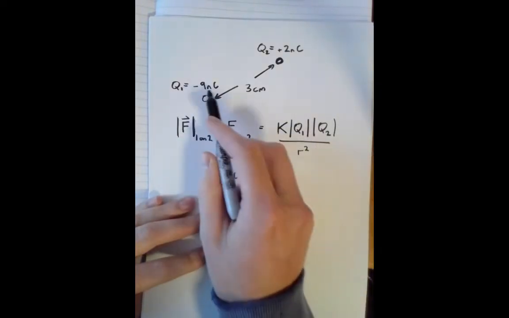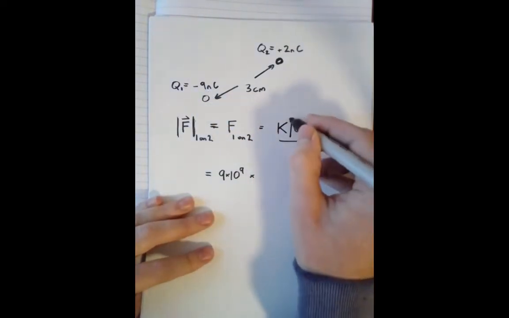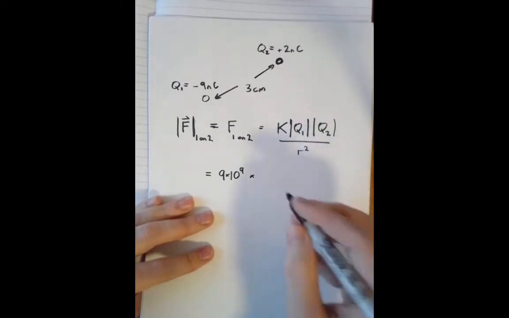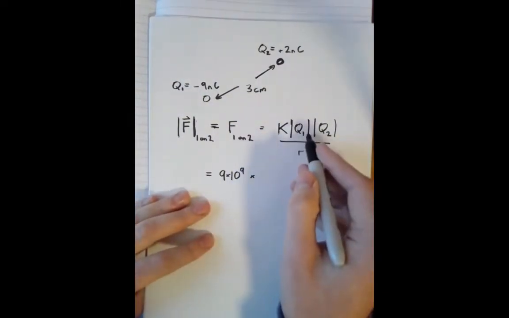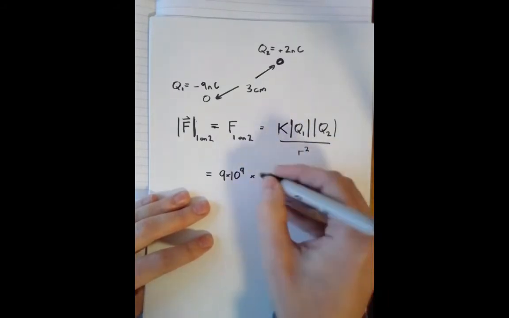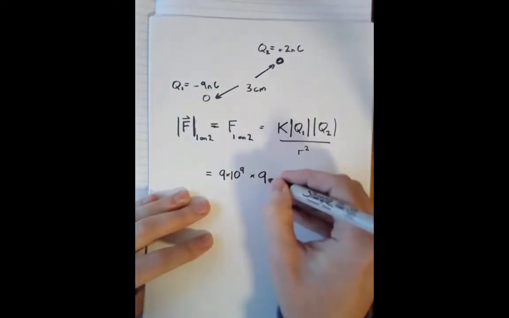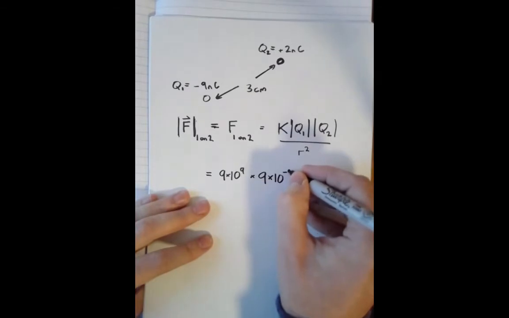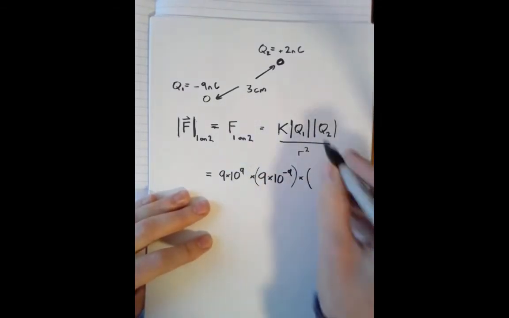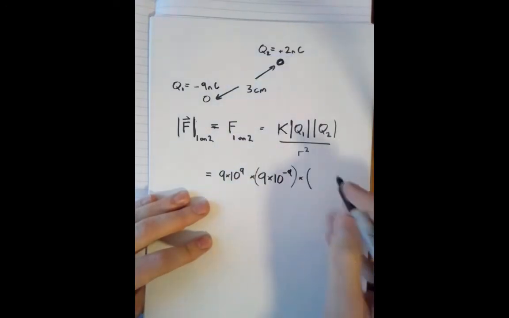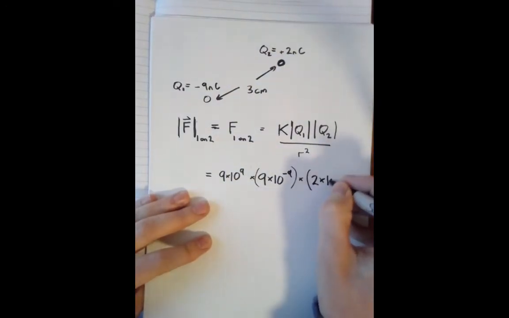Q1 is minus 9 nanocoulombs, but when I put the magnitude sign around it, then I just treat it as a positive number. So magnitude just means make it positive. So it's 9 nanocoulombs. A nanocoulomb is 10 to the minus 9 coulombs, so don't forget that. Okay. Q2 is already positive, so we don't have to do anything extra there.